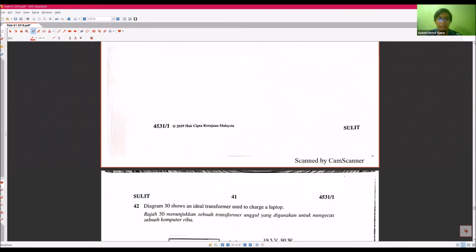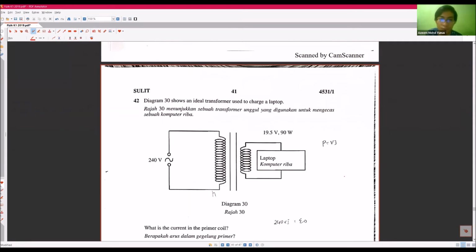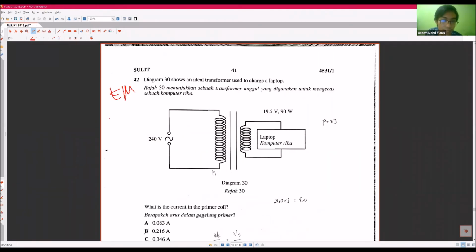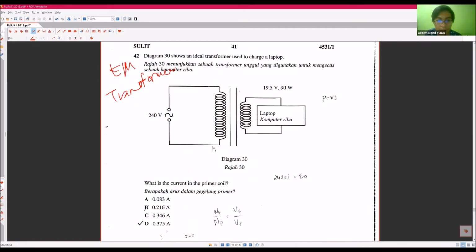And next, 42, diagram 30 shows an ideal transformer used to charge. What is the current in the primary coil? So we have the power here. If we assume ideal cases, which the question already gives us, the power of input must be equal to the power of output. So V primary I primary equals V secondary I secondary. You want us to find the I primary.